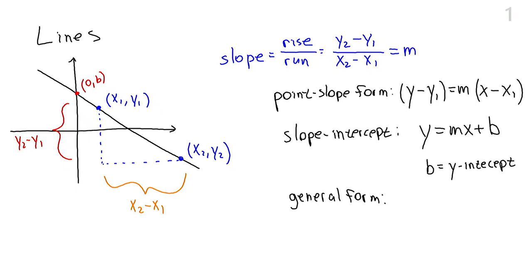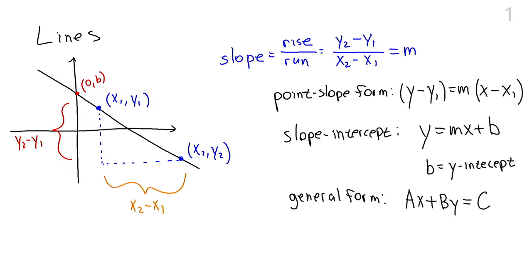Another format is the general form of a line. You can be given the general form like this: ax plus by equals c. The general form of a line is not really good for much, so if you are given a line in this form, you usually want to convert it to the slope-intercept form.